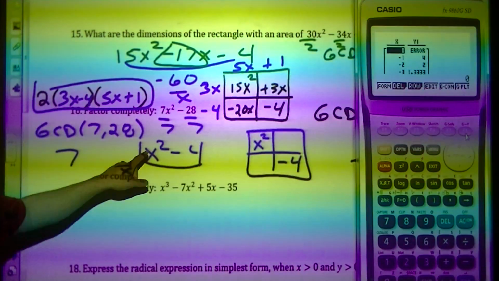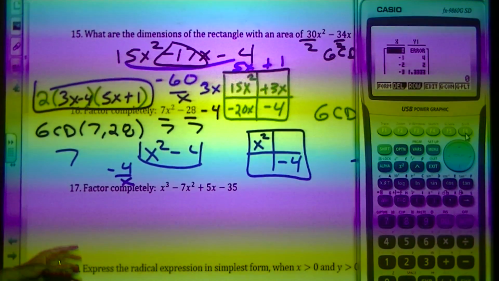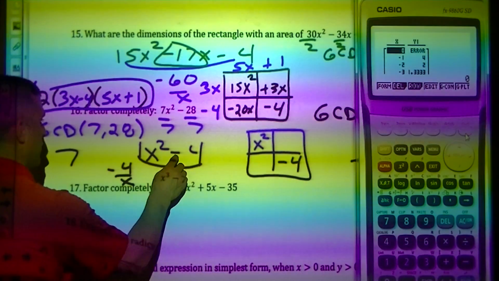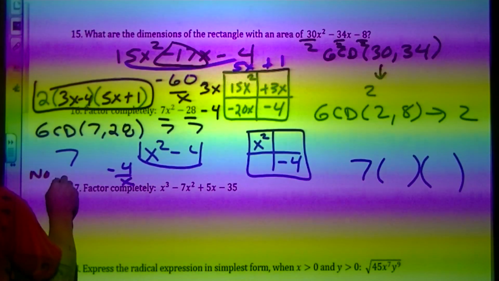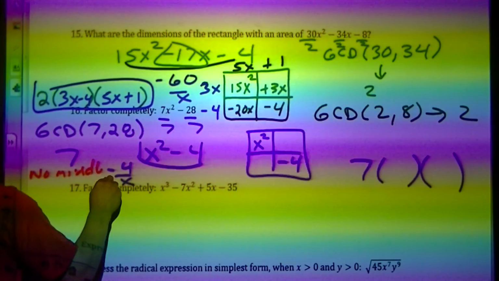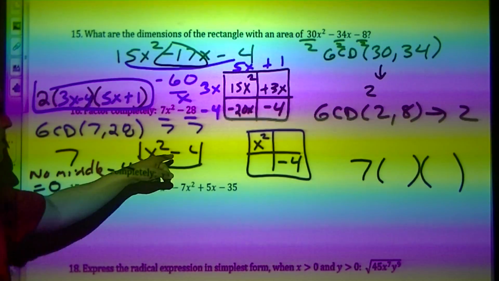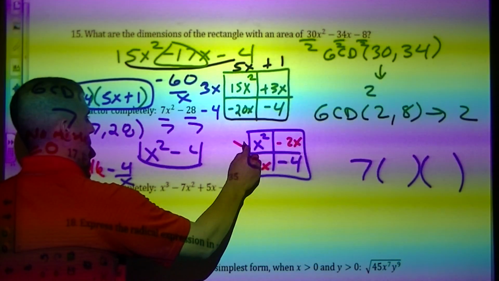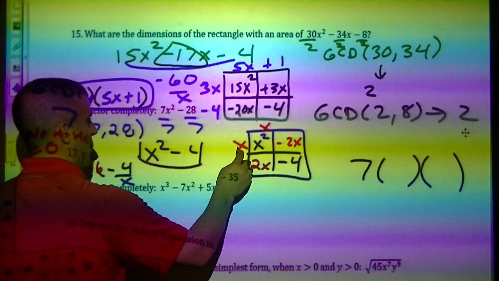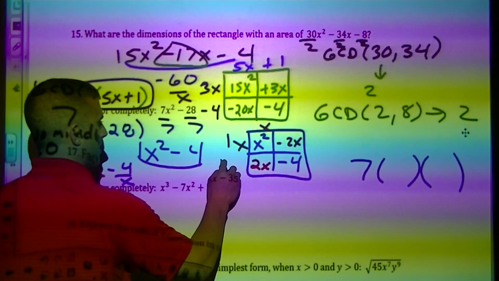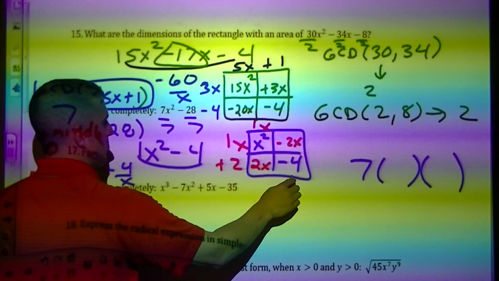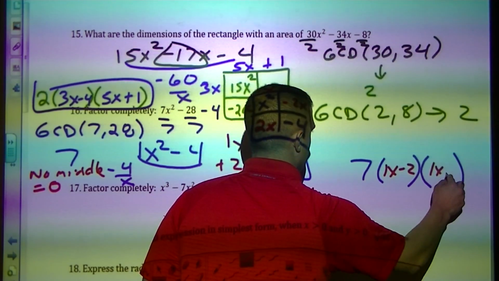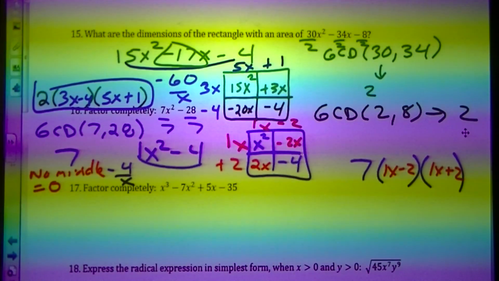Now, since I don't have a middle term, I'm looking for the set that adds up to 0. So no middle term. I'm looking for the set that adds up to 0. That was positive 2x and negative 2x. So I'm pulling out x and x there. That's going to be 1. That's going to be positive 2. That's going to be 1. That'll be negative 2. So 1x minus 2, 1x plus 2. There's your answer on that one.